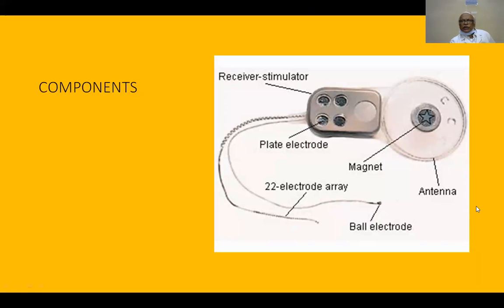And these are the components of the inserted internal component of the cochlear implant. It has got two electrodes. First is the electrode array, which is very, very important, and this is the component which we insert into the cochlea, whereas this is the ball electrode which we insert underneath the temporalis muscle, and this is the receiver stimulator package having antenna and magnet and the actual receiver stimulator with electrodes.